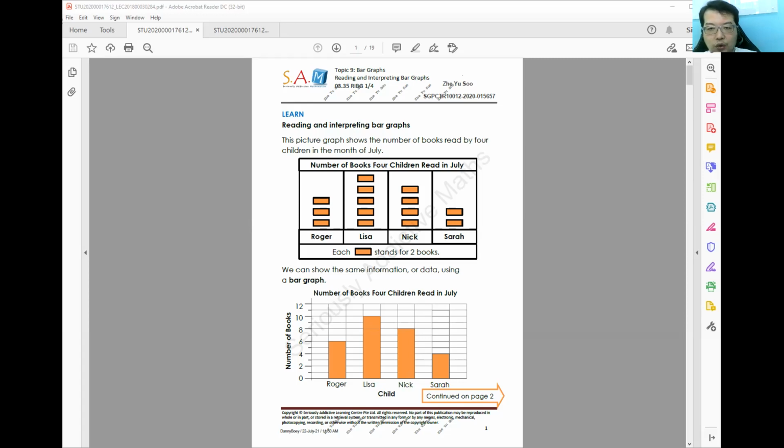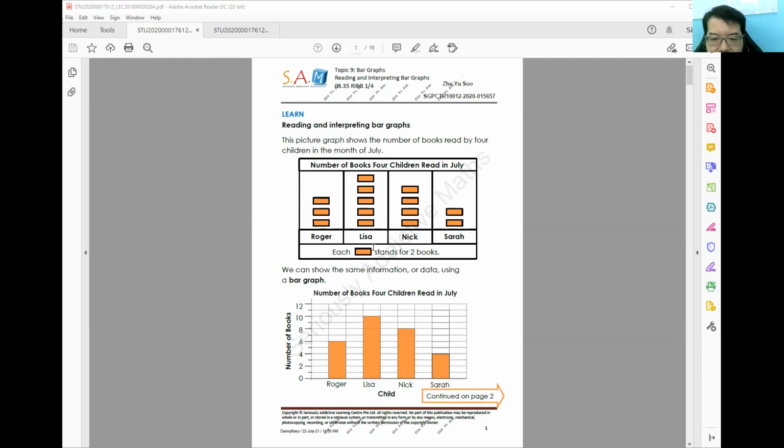Let's start with today's topic. It is on reading and interpreting bar graphs. Let's take a look at the picture graph below, which is something you are familiar with. In the past, I think in P2 and P1, you've done picture graphs before. The picture graph shows the number of books read by 4 children in the month of July. You have Roger, Lisa, Nick, and Sarah. And each of these rectangles stands for 2 books.